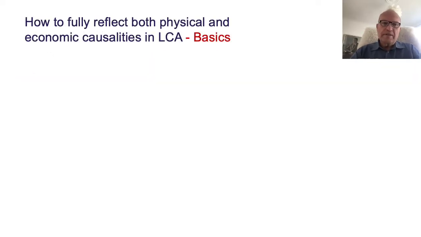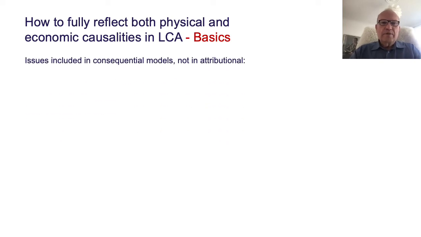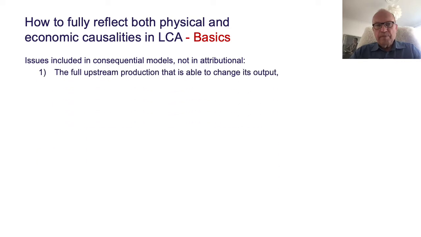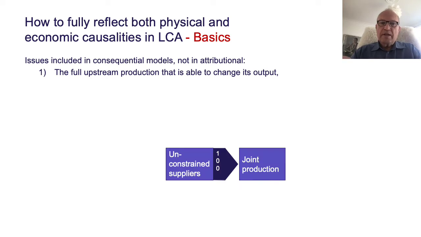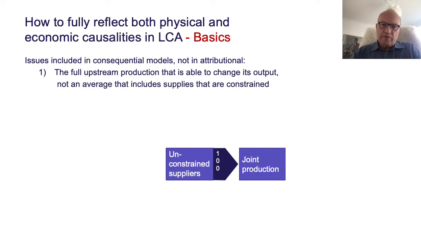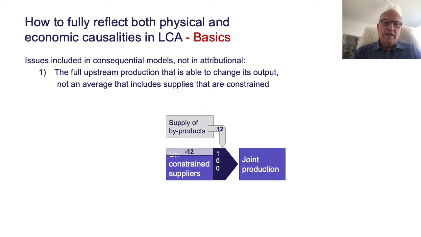So we start with the basics. What is included in a consequential model but is not included in an attributional? First, we include the full upstream production that is able to change its output. That means that 100% of the input to the joint production here is coming from unconstrained suppliers, as opposed to the situation in an attributional LCA, where part of the unconstrained supply is substituted by constrained suppliers, for example, suppliers of byproducts.